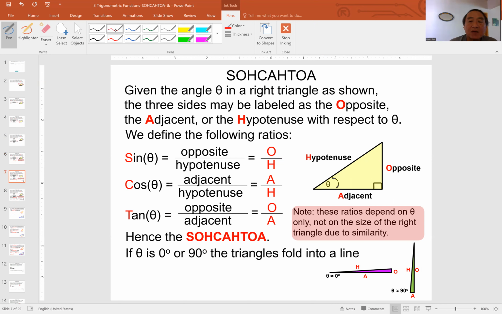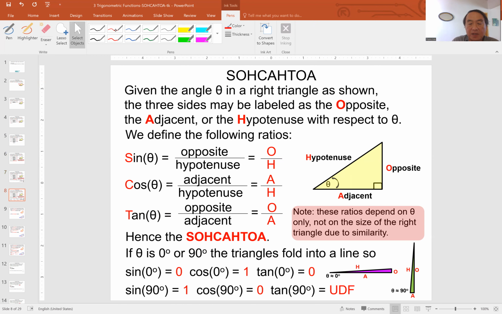When theta is 0 degrees or 90 degrees, we have these two very skinny triangles, and you can look through these and extract the trig values, and we get this list of trig values.